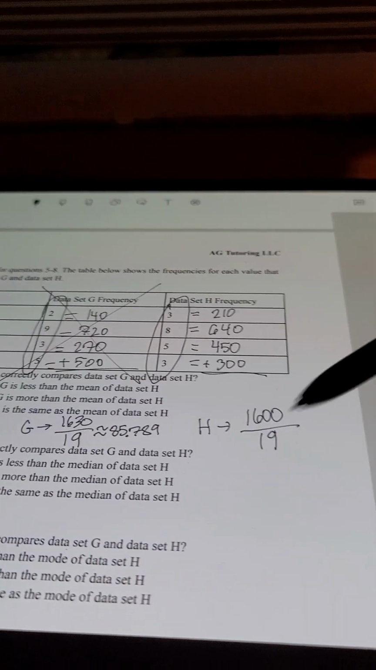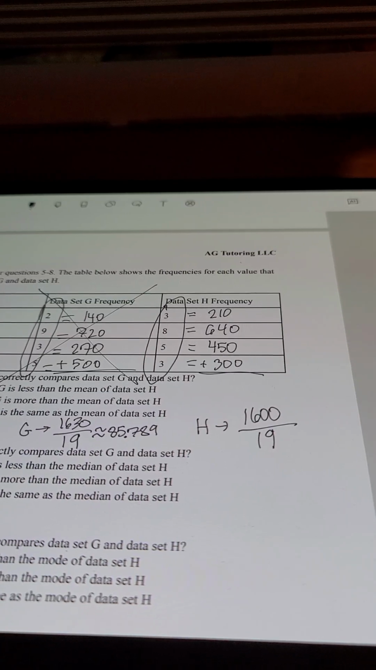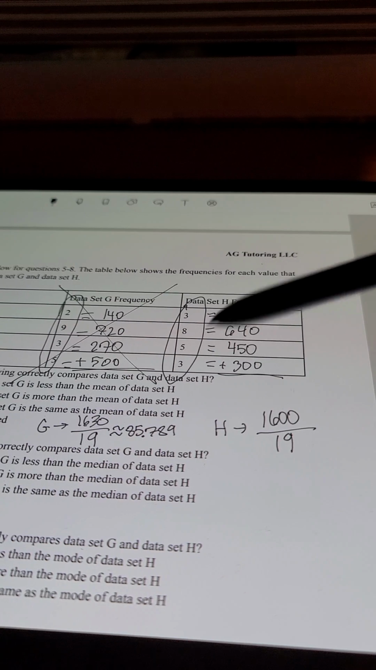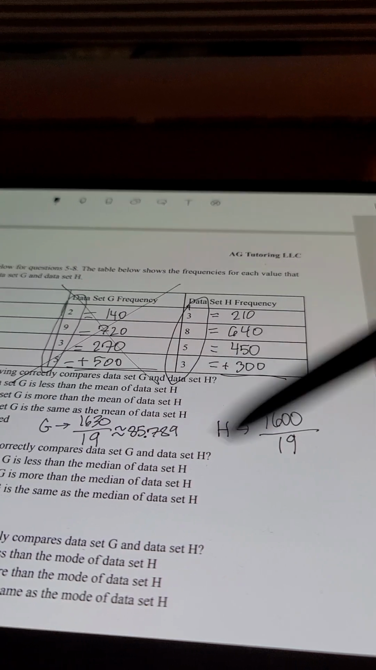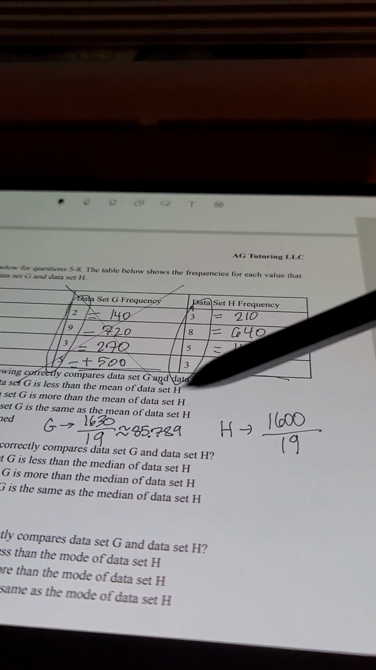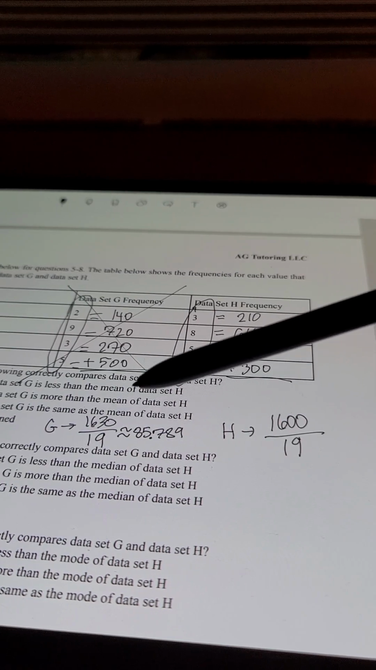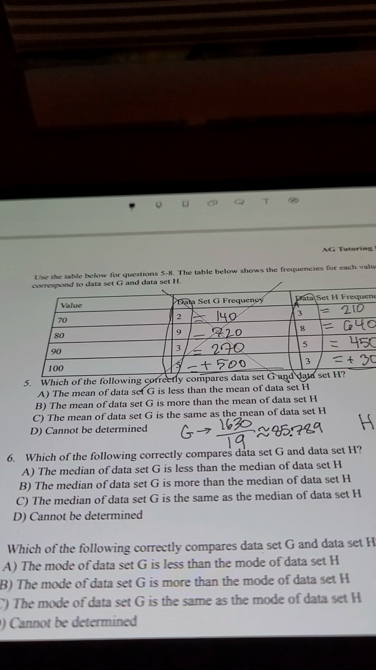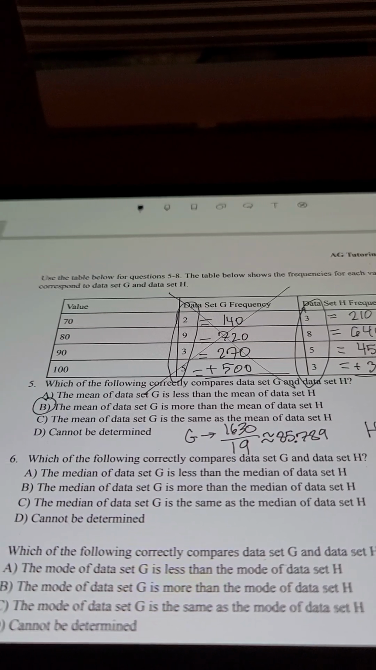And really, you don't even need to turn it into a decimal. Some people find it easier to see visually because they have trouble comparing fractions. But you could just know from the denominators being the same and the numerators being different, this has a higher numerator, so G has a higher mean. So we would have to pick the answer that corresponds with that. So we would have to pick B.